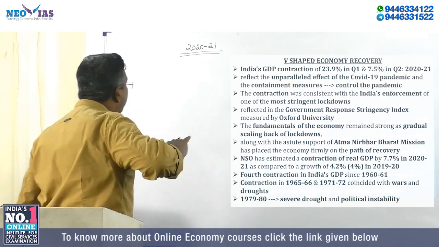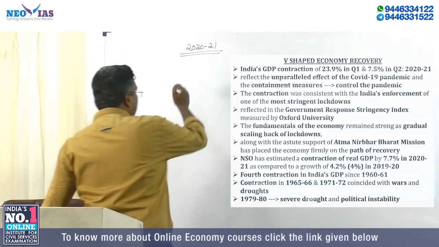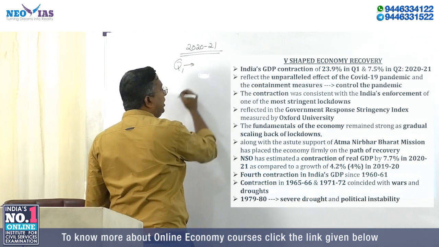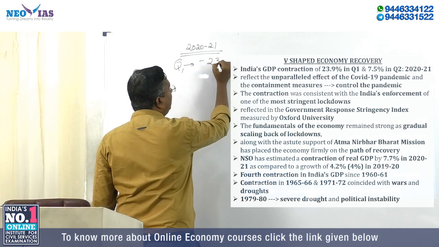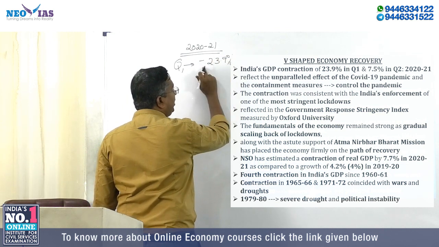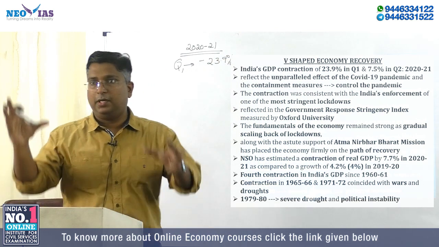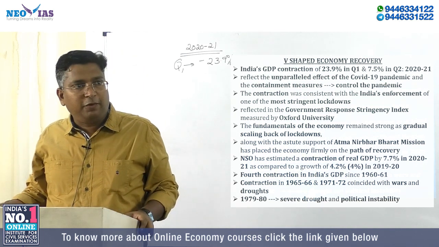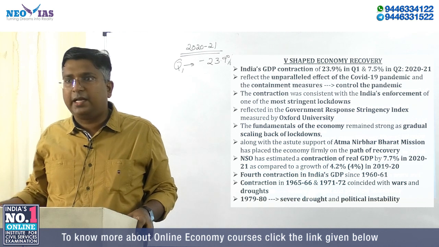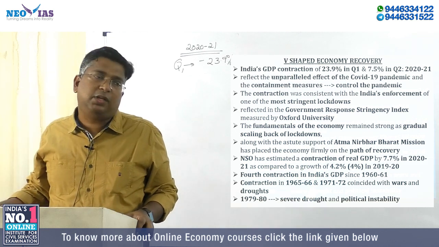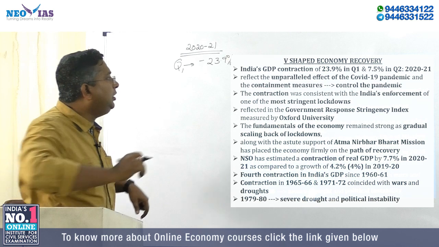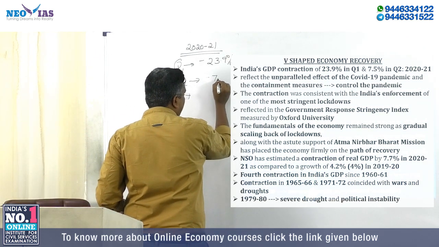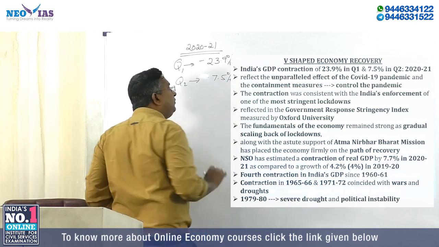So the Economic Survey says that in quarter one of this financial year, the economy contracted by 23.9%. Contraction means negative growth rate. GDP for quarter one declined by minus 23.9%. In quarter two, there is a decline of minus 7.5%.